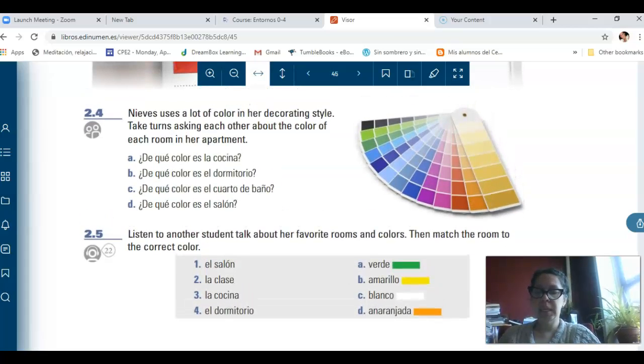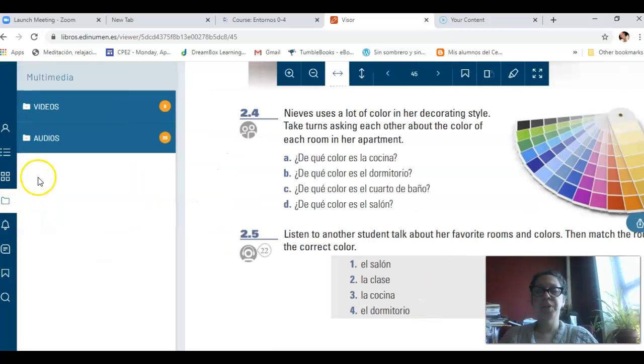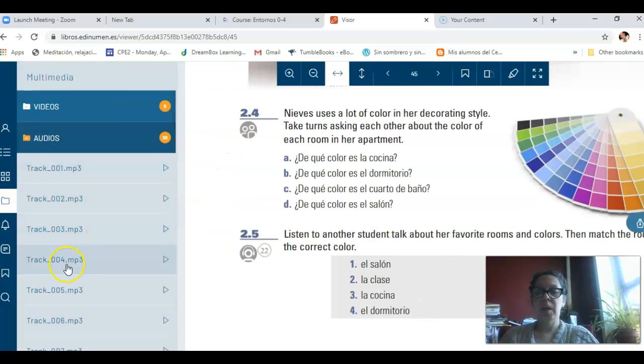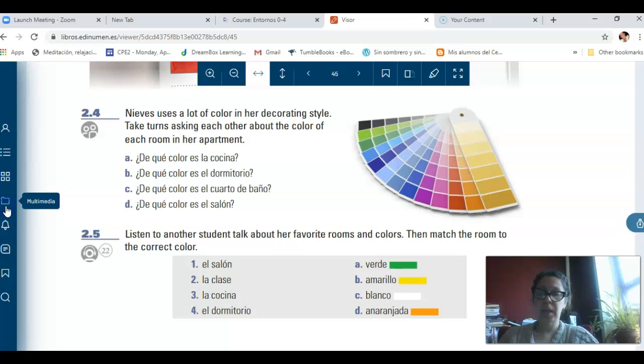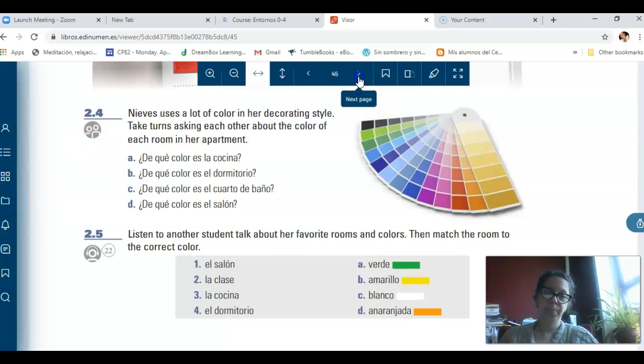Bien, and then listen to another student talk about her favorite rooms and colors, and then match. Again, go to track number 22. You can get to the track number by selecting multimedia and audios. And then look for that. The number 22nd, not 22. Okay?